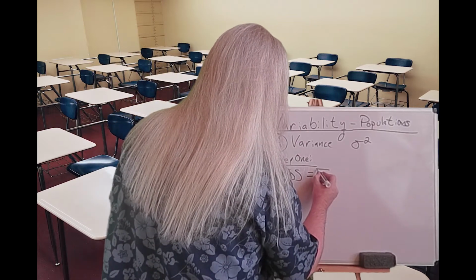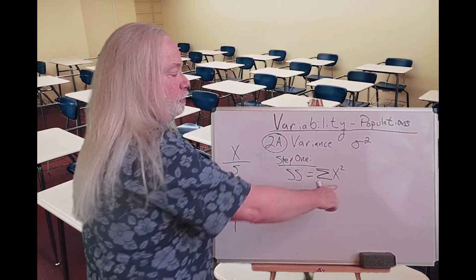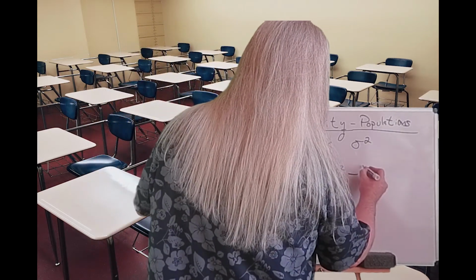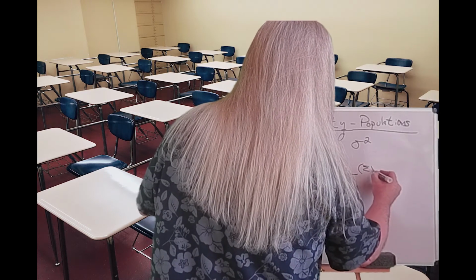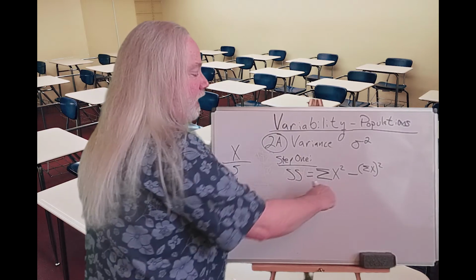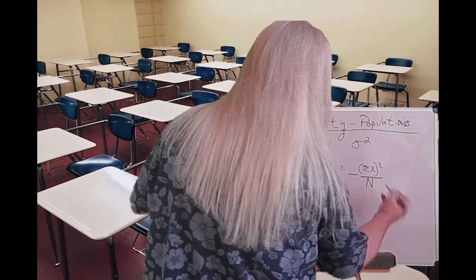Get the summation of the squared raw scores. Square the raw scores and add those squared values up. And then we're going to subtract from that the summation of raw scores, and the summation has been squared. So here, square then add; here, add then square; and all that divided by the number of scores in the population.